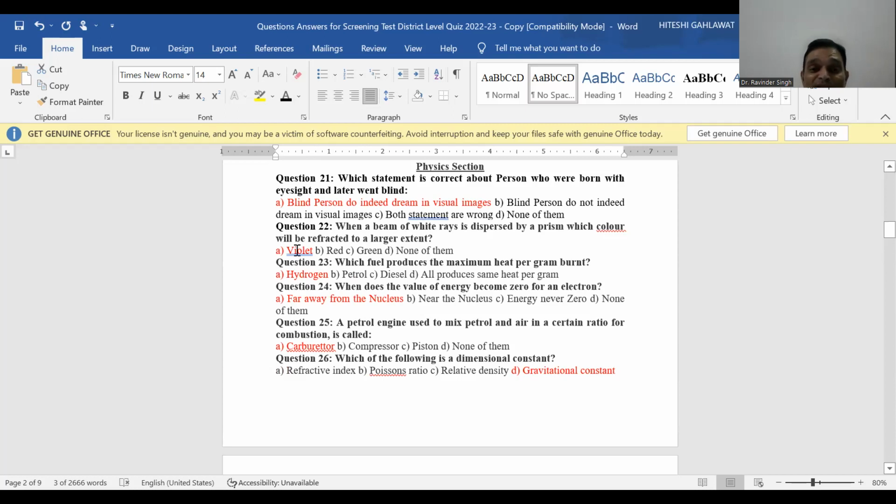That is the violet color. Which fuel produces the maximum heat per gram burnt? That is hydrogen. You know, nowadays we talk about the hydrogen economy.